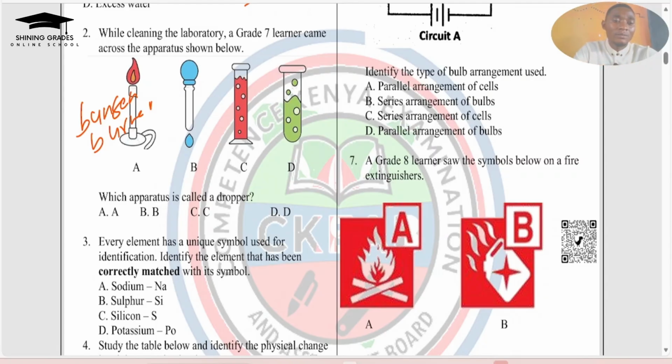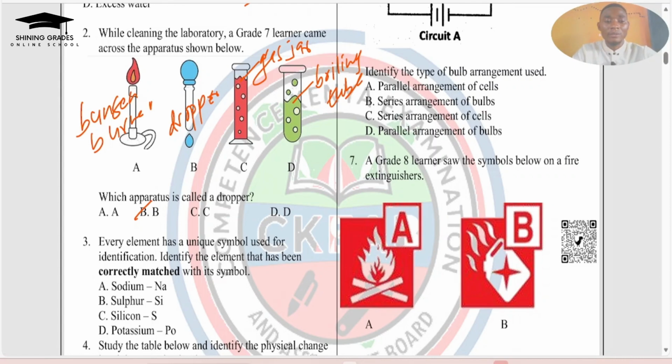We have B. Learners, B is what we call a dropper, used for dropping or releasing liquids while performing experiments. C is what we call a gas jar. And we have D, which is a boiling tube. So learners, the correct answer to this question is B for the dropper.